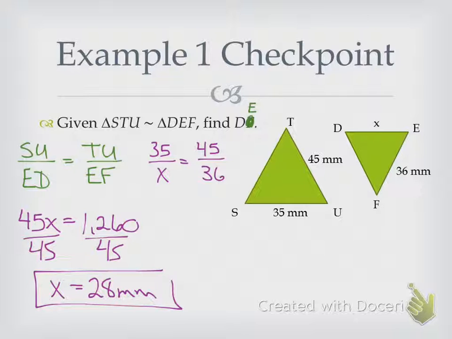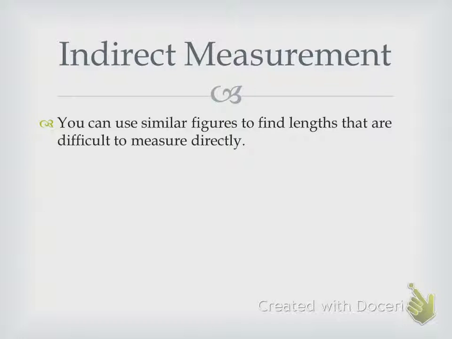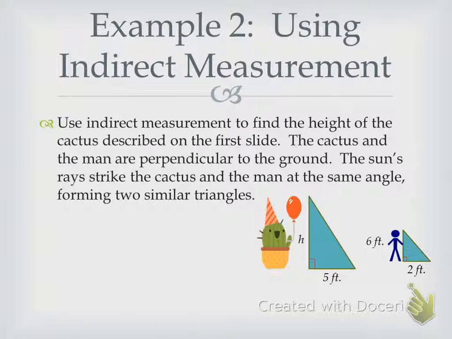Okay, good. All right, now in example 2, we're using what we call indirect measurement. Indirect measurement is when you use similar figures to find lengths that are difficult to measure directly. That's called indirect measurement. So let's look at this cactus example. I know it's kind of a funny picture, but guys, pay attention. So we're going to find the height of the cactus.